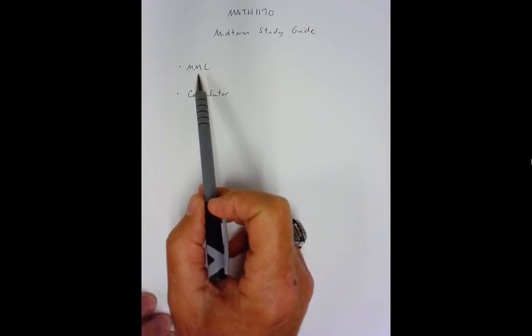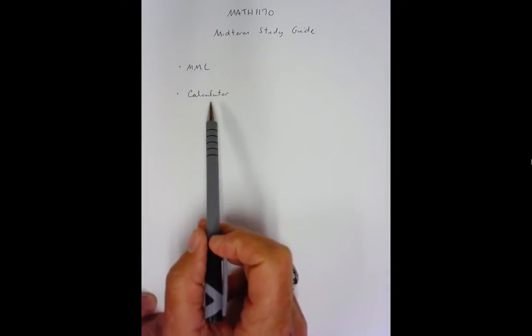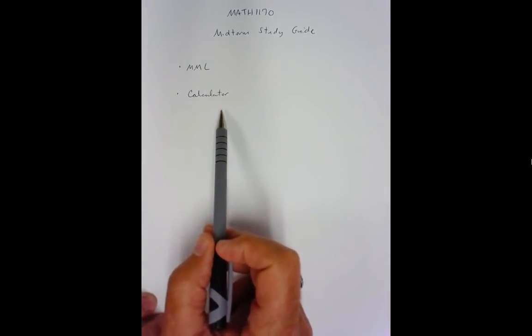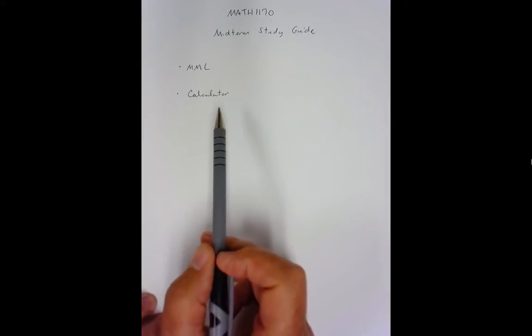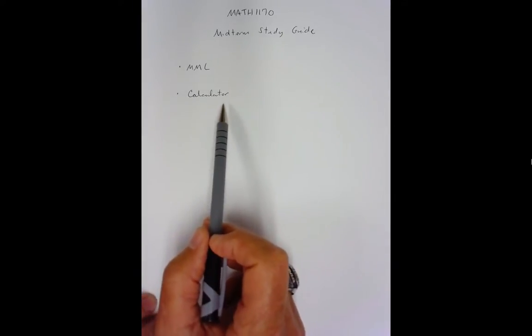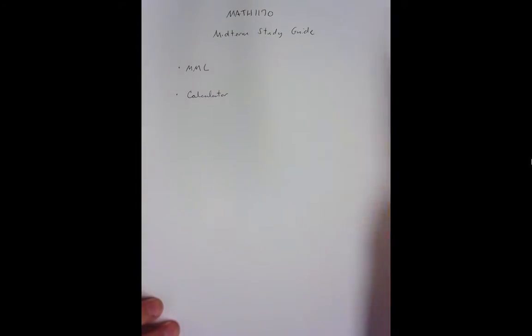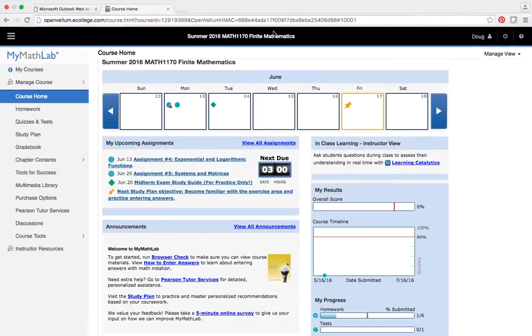You've seen all these types of problems before. You're going to need your calculator. I'll probably go back and forth. I have a calculator that I can use on the computer, and I also have this one that I can bring in too. So that's what the game plan is. So let's go ahead and get started.